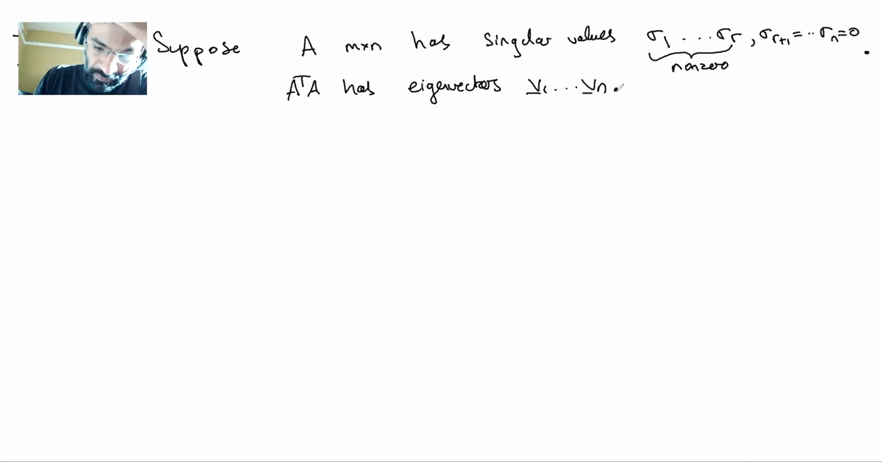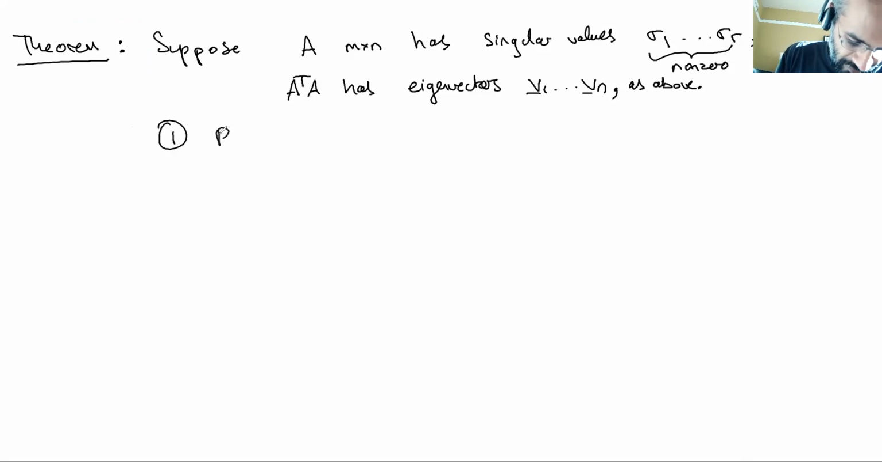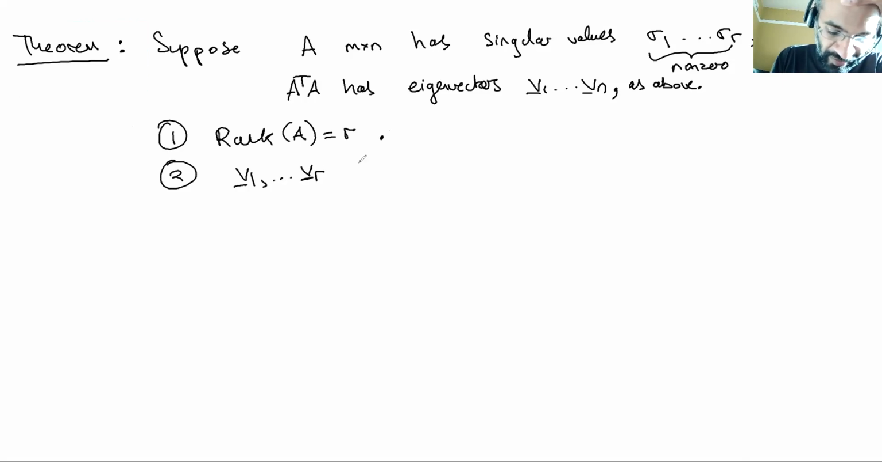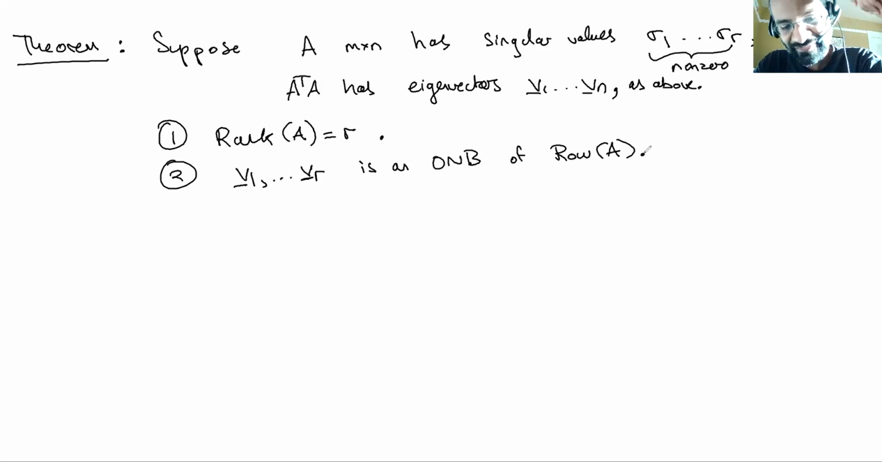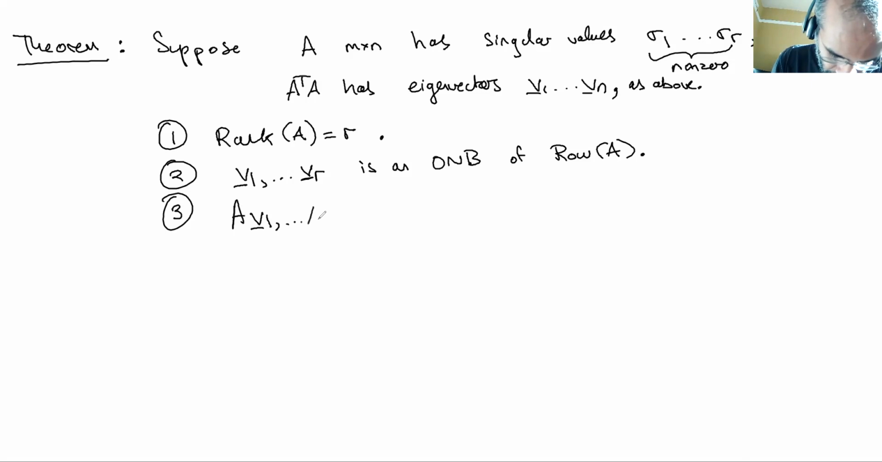Then the following three things happen. First, the rank of A is equal to r. So the rank is equal to the number of non-zero singular values. Second property is if you look at the corresponding eigenvectors of A transpose A, this is an orthonormal basis of the row space of the matrix. So if you look at the eigenvectors of A transpose A corresponding to the non-zero singular values, they give you an orthonormal basis of the row space. And finally, if you look at the images of these things, this is an orthogonal basis of the column space.